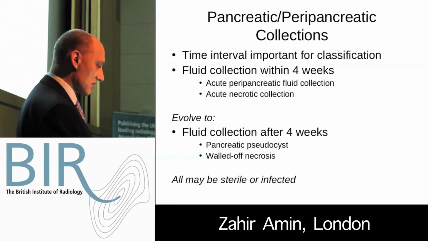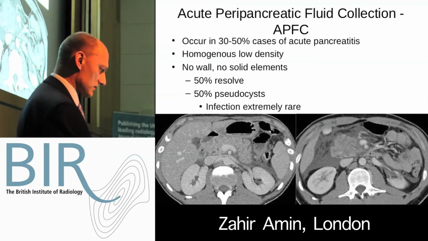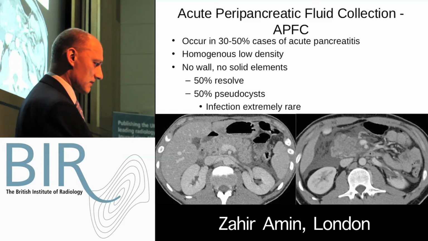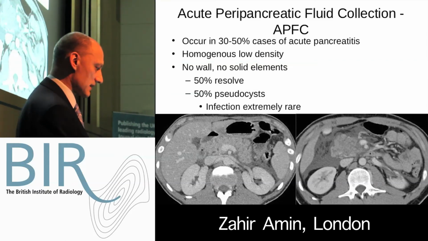If there's any solid necrosis, the acute necrotic collection is defined as walled-off necrosis after 4 weeks. And any of these collections may be sterile or infected. So I'll just show you some examples. Acute peripancreatic fluid collections are quite common in acute pancreatitis. They should really be of homogeneously low density without any well-defined wall and no solid elements.